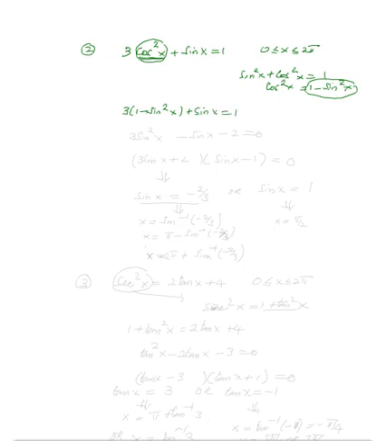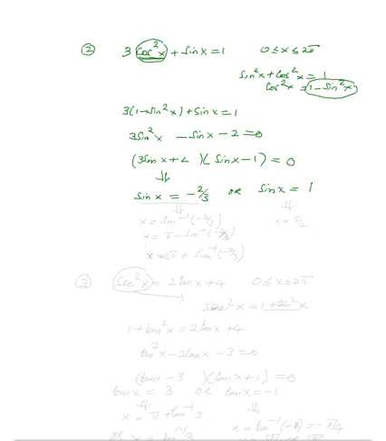Now if I work this out algebraically, I will end up with 3 times sine squared of x minus sine of x minus 2 equals 0. Now if I use factoring, I will have 3 sine x plus 2 times sine of x minus 1 equals 0, and from here of course I could write sine of x is either negative 2/3 or sine of x is 1.